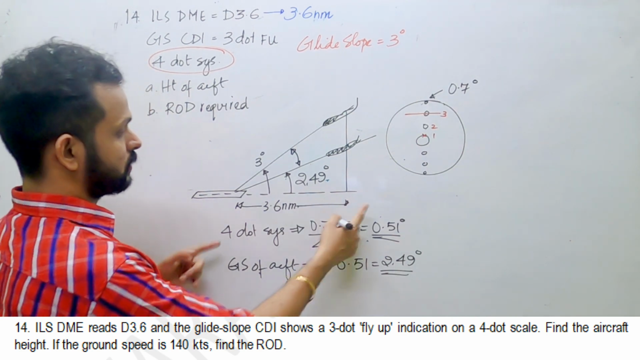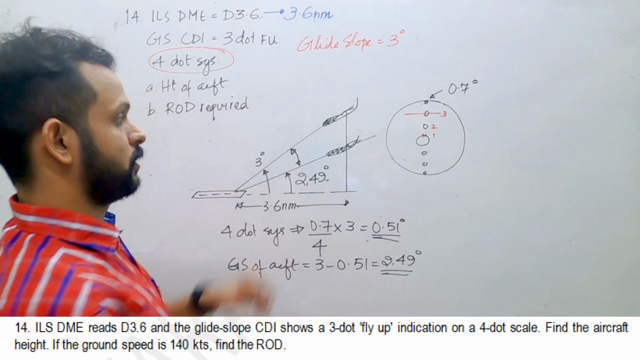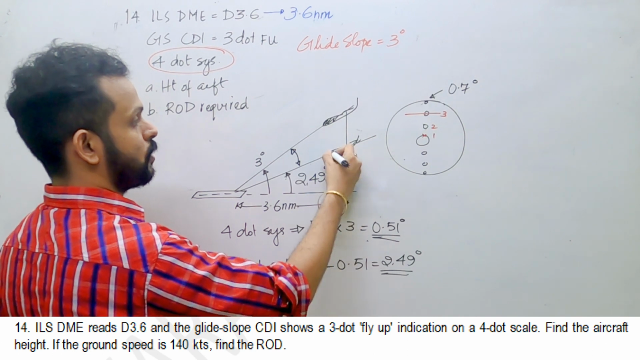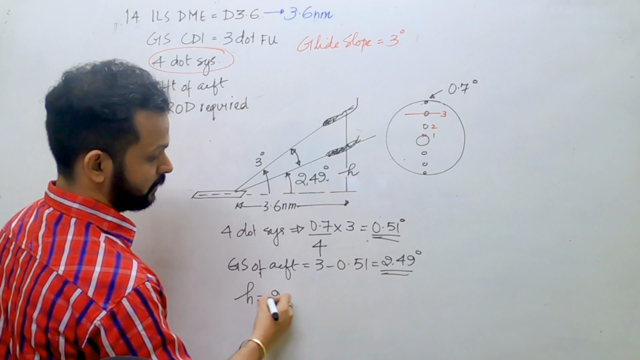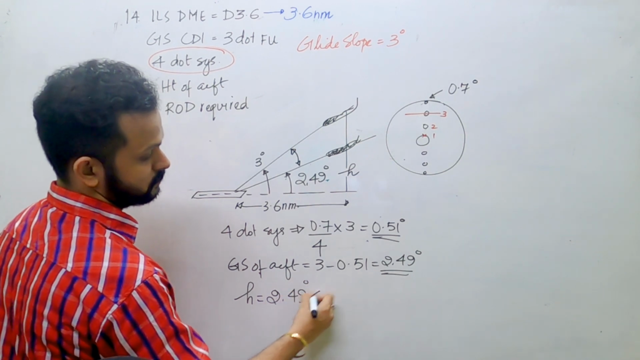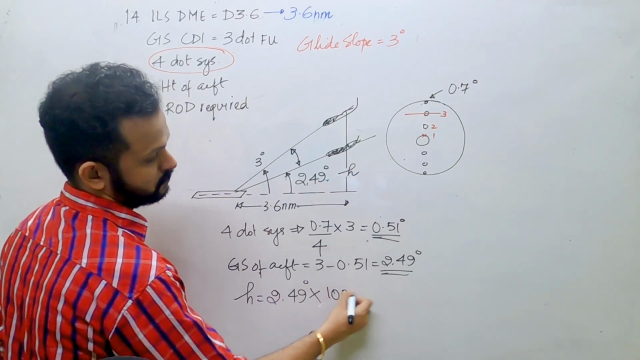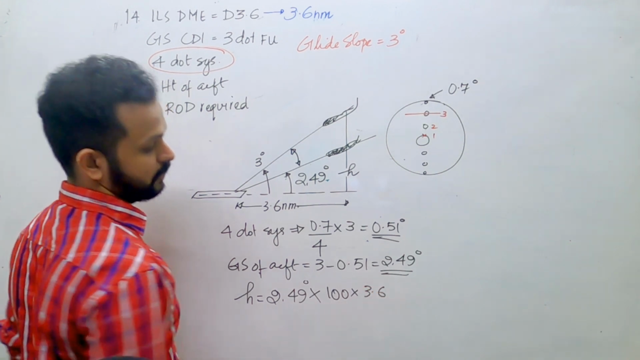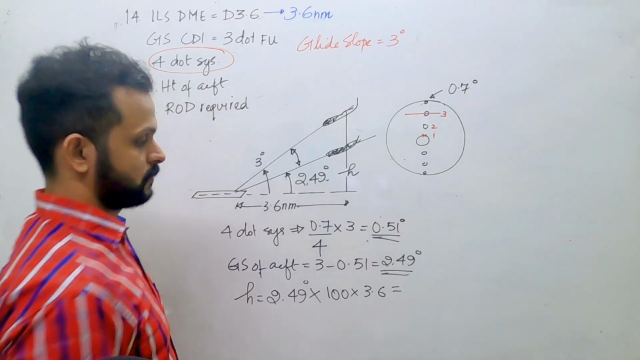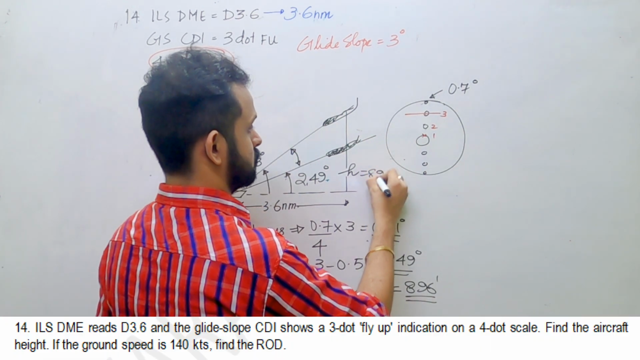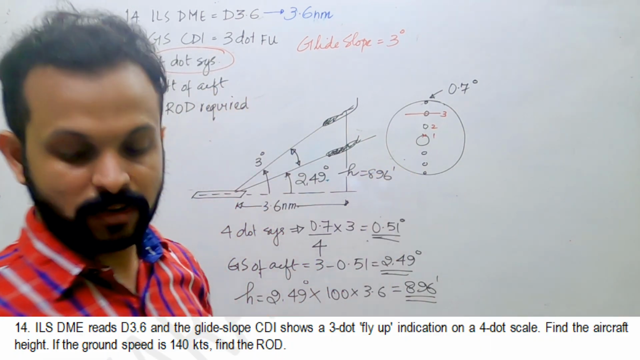Now on this glide slope over 3.6 nautical miles, you can find the height of this aircraft. How will you find height from the glide slope? You take the glide slope, 0.9 multiplied by 3.6 nautical miles, and multiply by 100, which gives feet. This is one of the ways by which you can do it.